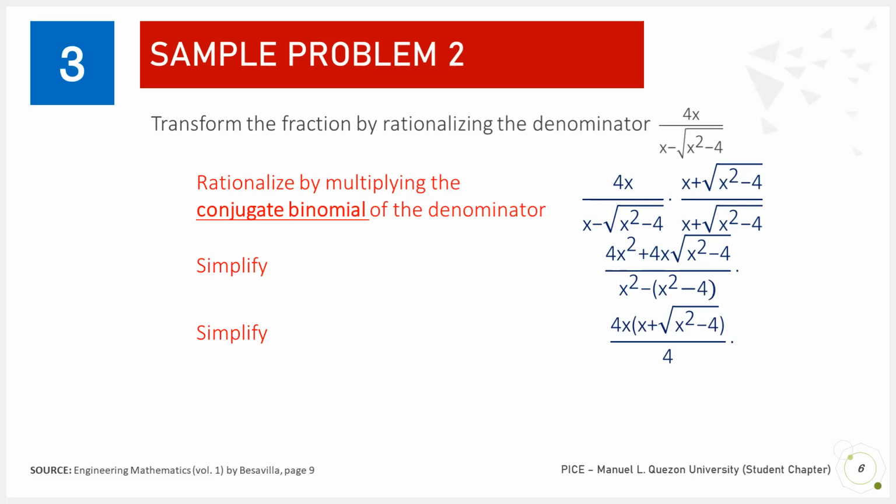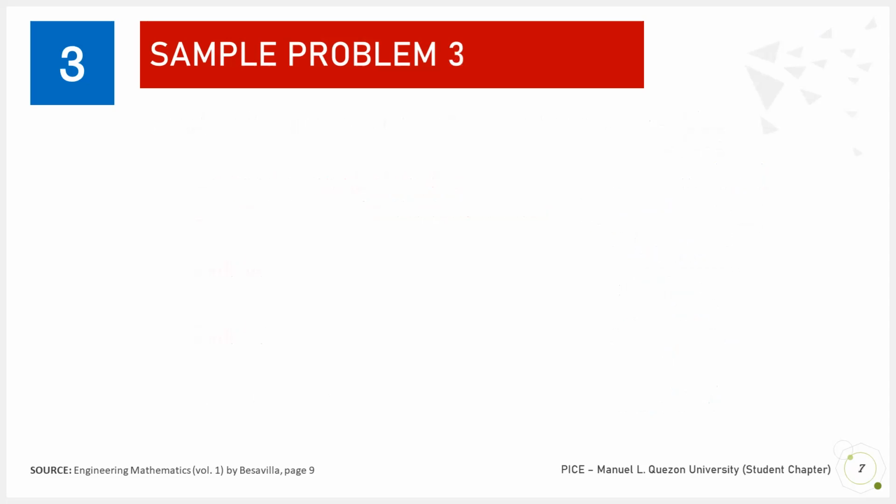So ang common factor is 4x, and we factor that out. And as you can see, ang common factor or ang common numerical coefficient natin sa numerator and denominator is 4. So we can divide the entire numerator by 4, and we have our final answer as x multiplied by the quantity x plus square root of x squared minus 4.